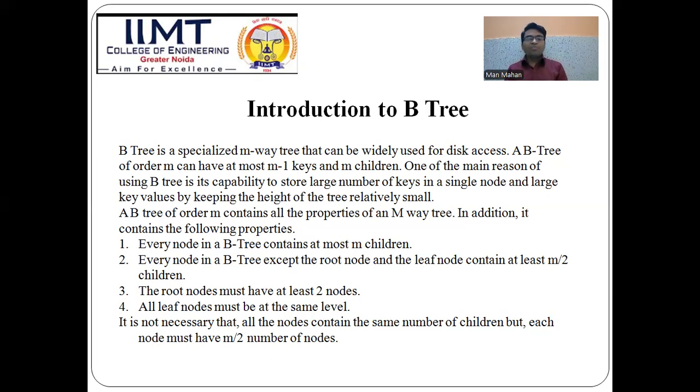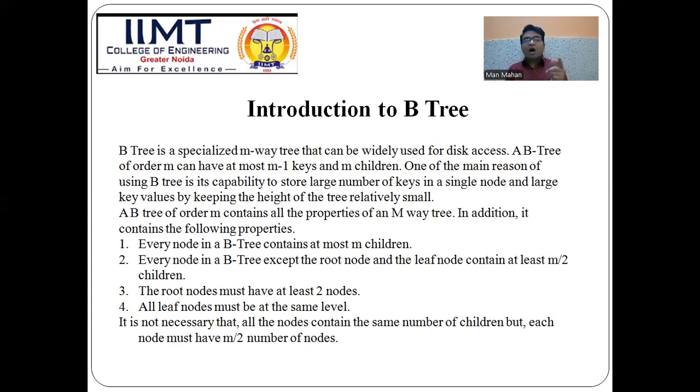A B tree of order M can have at most M minus 1 keys and M children. The main reason for using the B tree is the capability to store a large number of keys in a single node while keeping the height of the tree relatively small. In the previous topics, the height balanced tree or BST, the height of the tree is not reduced. In the B tree, we reduce the height of the tree. What is the benefit of reducing the height of the tree? It minimizes the searching time and accessing time.